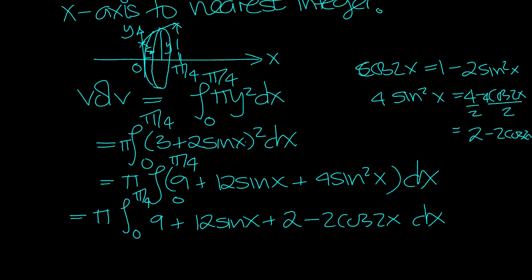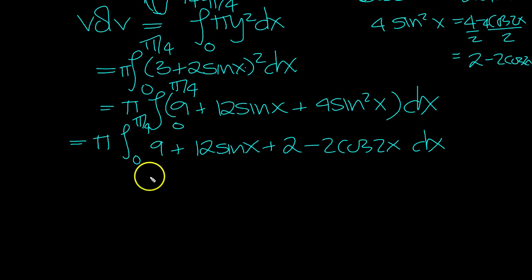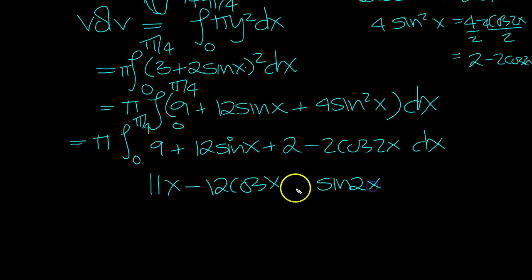So we end up with 9 plus 2 is 11, don't we? So we integrate that, you get 11x plus, and then the integral of sine is minus cos. Yep, that's that one. And then this one is sine 2x with a minus, and then sine goes to cos. Sine of something goes to cos of something multiplied by the something differentiated, which is 2. So the 2's taken care of with that. And it's 0 to pi over 4. And it's pi times all that.